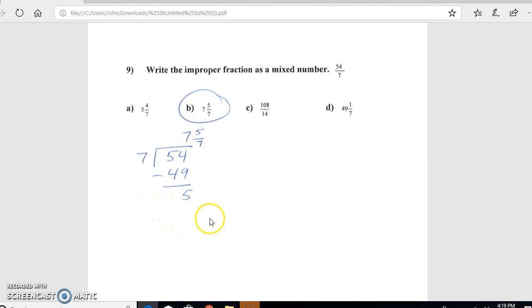A fraction is always the top number divided by the bottom, so this is 54 divided by 7, and 7 fits into 54 7 times. And then I would multiply the 7 times 7 to give me the 49 here. I subtract the 49, and then I have a remainder of 5, and I always take that remainder and put it over the divisor, the number here, the 7. So the 5 over the 7, the answer is 7 5/7.